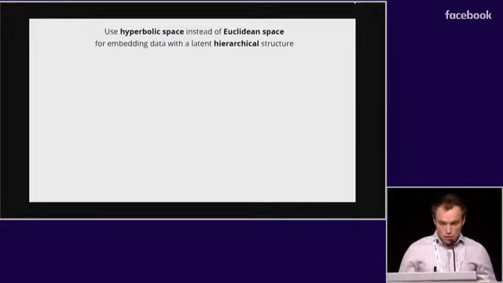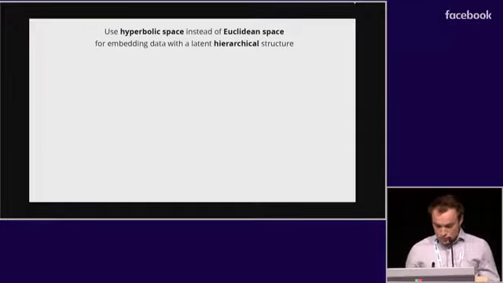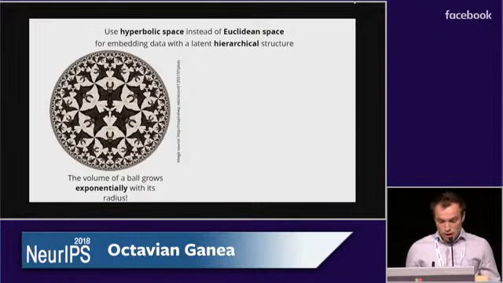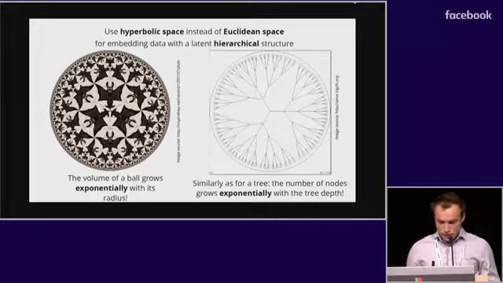So our goal is to use hyperbolic space instead of the Euclidean space to better represent data, and especially data with hierarchical structure. So what's good about this space? This non-Euclidean geometry provides a mathematically better way to embed tree-like graphs. To see it at a very intuitive level, the volume of a ball grows exponentially with its radius in this space. So in this picture here, every bed has equal area. This is the same as for a tree. The number of nodes in a tree grows exponentially with the tree depth.